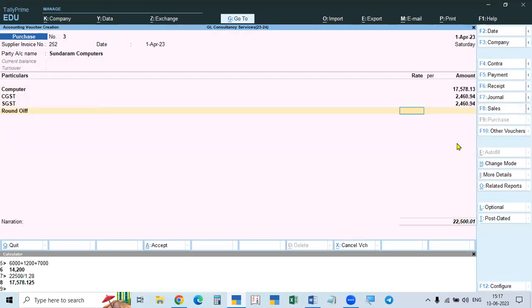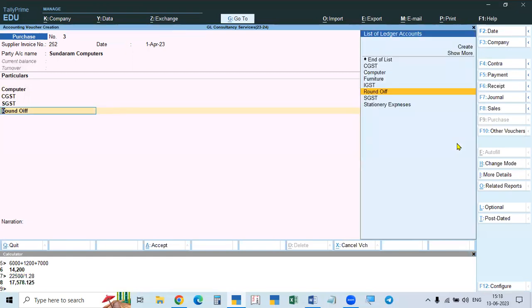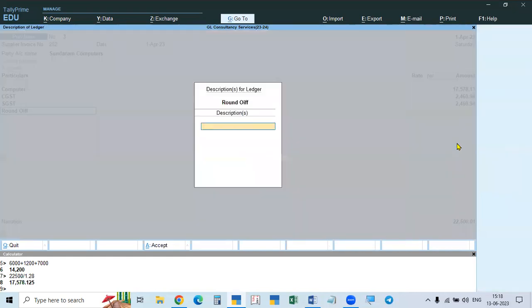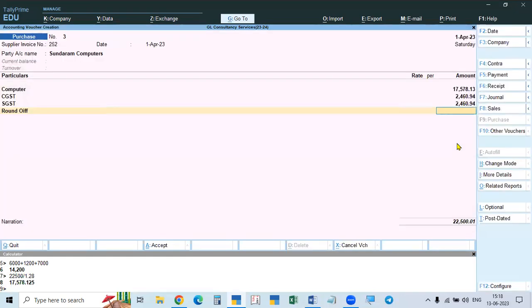So here it is not calculating. Why? Because when you are creating, you can make it manual as well as automatic. If this is manual, we have to give minus 0.01. We have to give this. Minus, we have to give minus also.